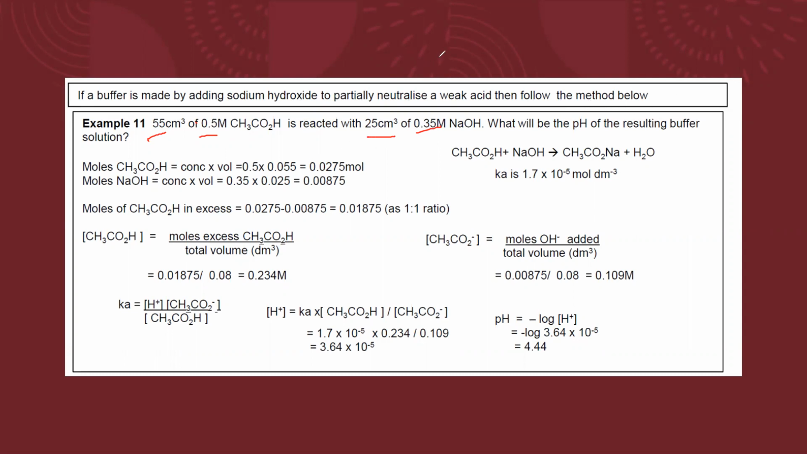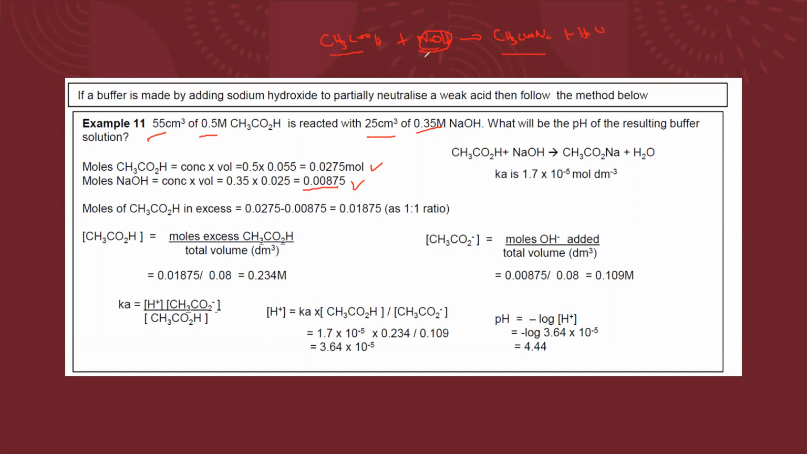When we work out the moles of ethanoic acid and sodium hydroxide, the ratio between them is 1:1. So you can see the sodium hydroxide moles are limited. So it's a limiting reagent. Sodium hydroxide is the limiting reagent, and it will be used up completely. So you're left with ethanoic acid and you're left with sodium ethanoate.